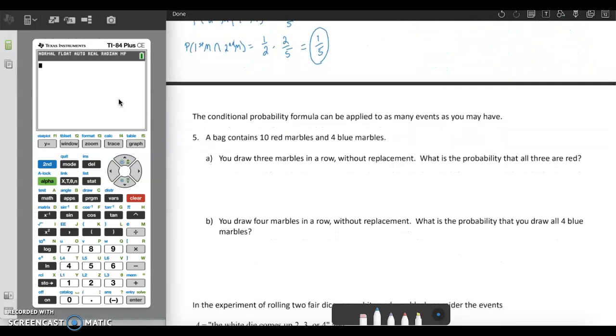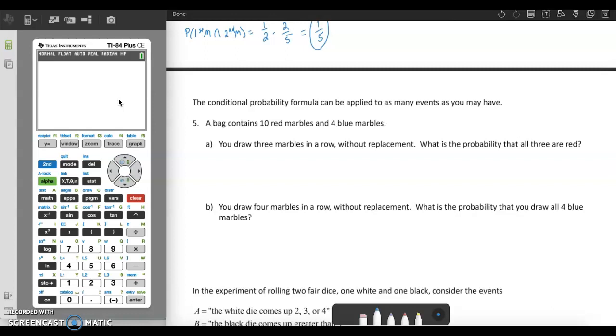The conditional probability formula can also be applied to as many events as you may have. So it doesn't have to just be 2 events deep. What about if I wanted to do 3 or 4 or 5 things in a row and I wanted to find this large and probability? We can apply that formula here. So it says a bag contains 10 red marbles and 4 blue marbles. So 14 total marbles. You draw 3 marbles in a row without replacement. What is the probability that all 3 are red?